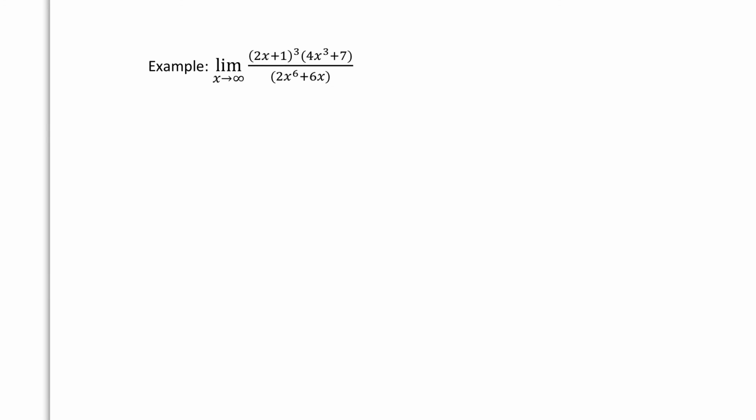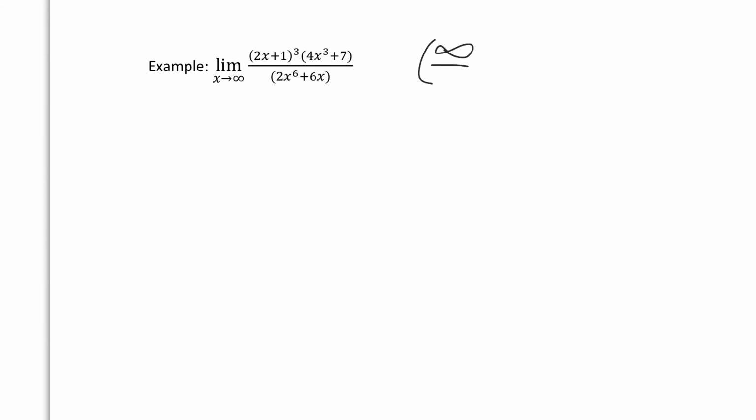So let's go ahead and do another example here. We have the limit as x approaches infinity of (2x plus 1) cubed times (4x cubed plus 7) over 2x^6 plus 6x. Now if you were to plug this one in, you would get an infinity here: 2 times infinity plus 1 cubed, that's infinity. You'd get an infinity here and an infinity here. So you might be tempted, because infinity times infinity is infinity, to just say the answer will be infinity.